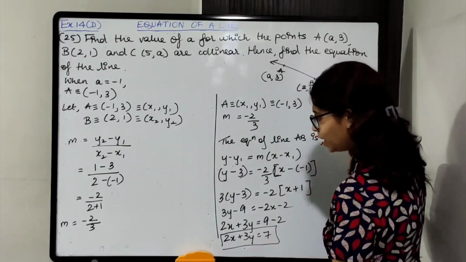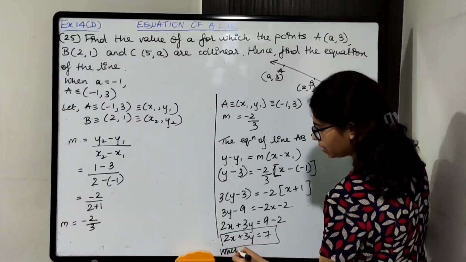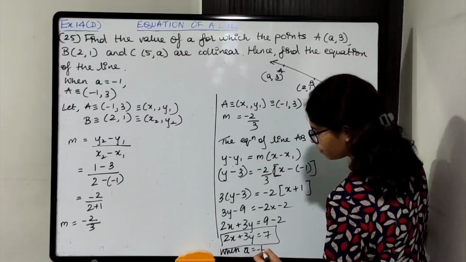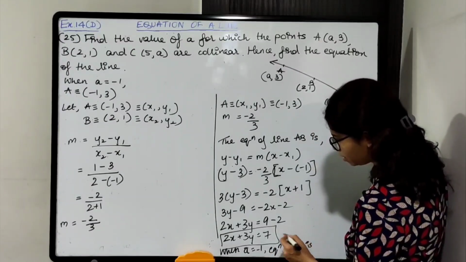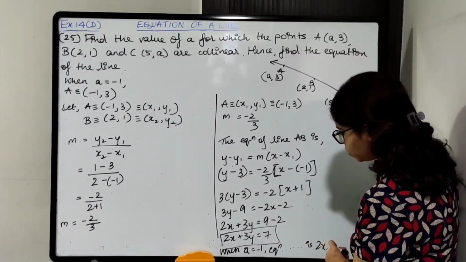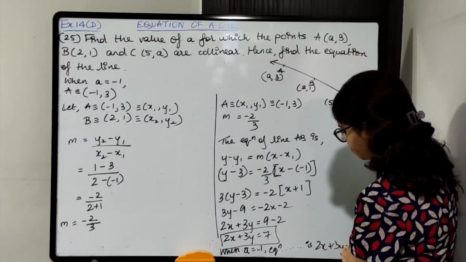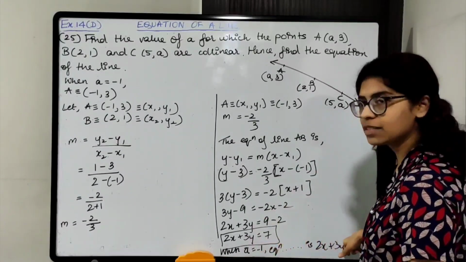Okay, so write down: when a is equal to minus 1, the equation of the line is 2x plus 3y equal to 7. Okay, you have to write this down.